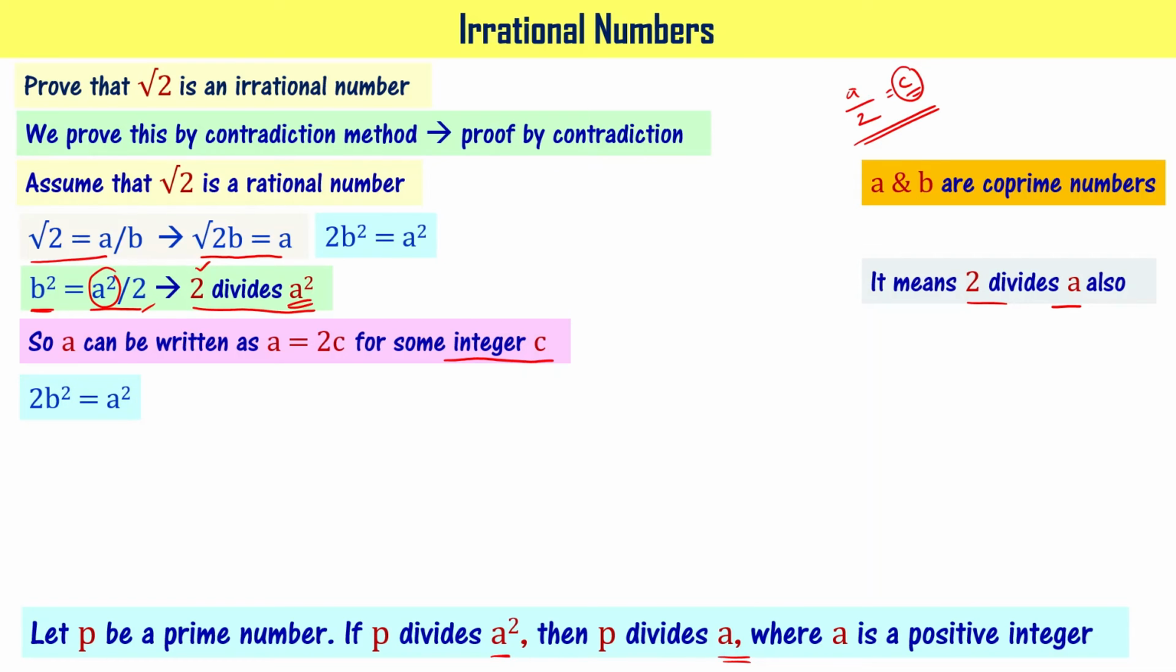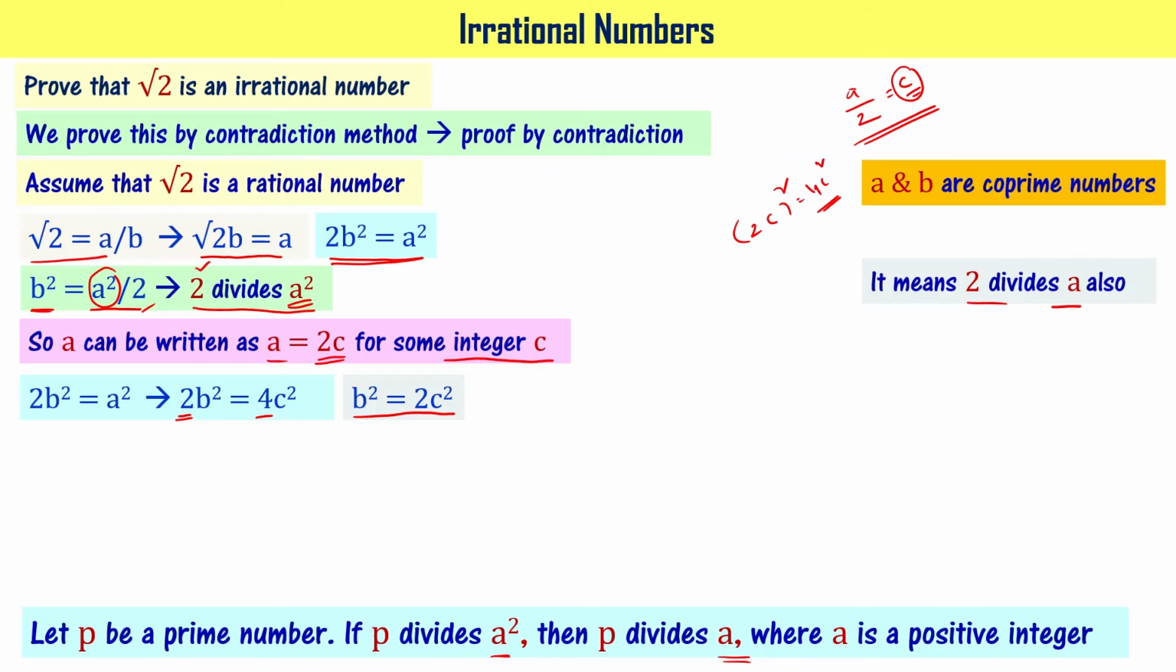we have seen this 2b square equal to a square, right? Now let's substitute a equal to 2c into this equation. Then what you get is 2b square equal to 4c square, right? 2c whole square equal to 4c square, right? Now let's rearrange this equation. 2b square equal to 4c square can be written as b square equal to 2c square, right? When you take this 2 onto this side, what you get is b square equal to 2c square.